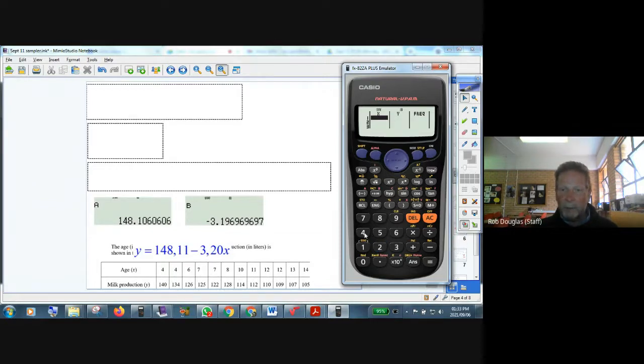Now I'm just going to put in a few things here, like 4 for X, and I press equals. Then there's another 4-year-old cow, then a 6-year-old cow, and then a 7-year-old cow. I'm going to stop there to save a little bit of time. Then I'm going to go back in and put in their milk production: 140, equals, 134, equals, 126, equals, 125, equals.